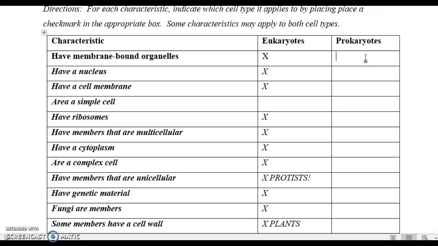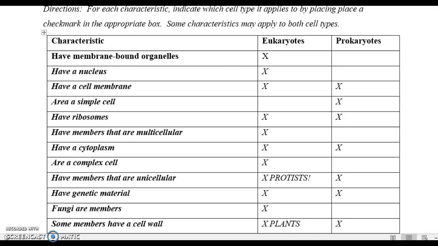So prokaryotes do not have membrane-bound organelles or a nucleus. They do have a cell membrane, so that's something that eukaryotes and prokaryotes share. They are considered to be a simple cell. They do have ribosomes, so that's something that eukaryotes and prokaryotes share. They do not have any members that are multicellular or made of more than one cell. They do have cytoplasm. They are not considered complex. They are all unicellular. They have genetic material. Fungi are not prokaryotes, and some prokaryotes have a cell wall.